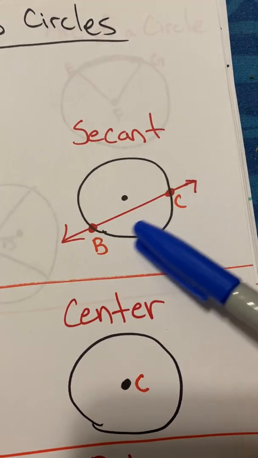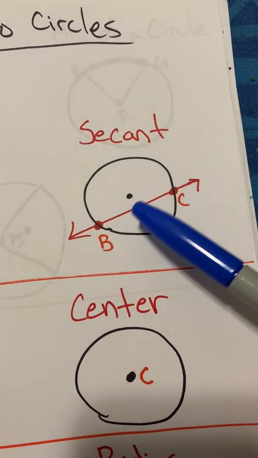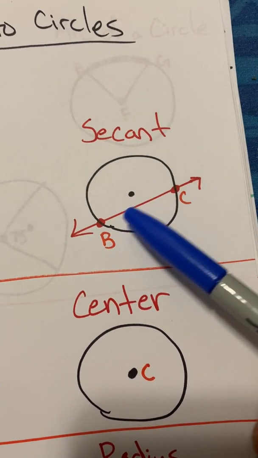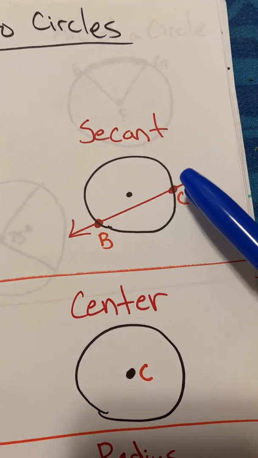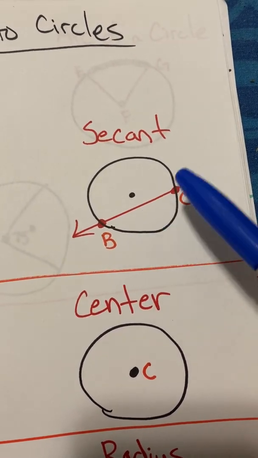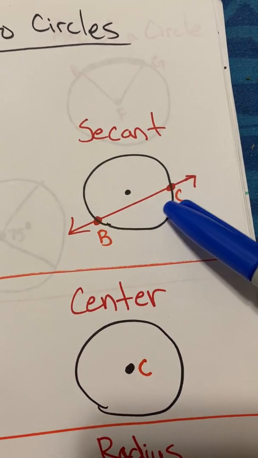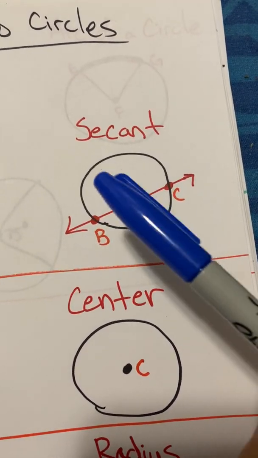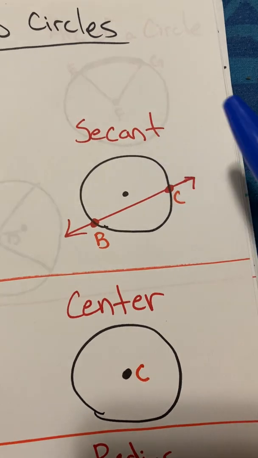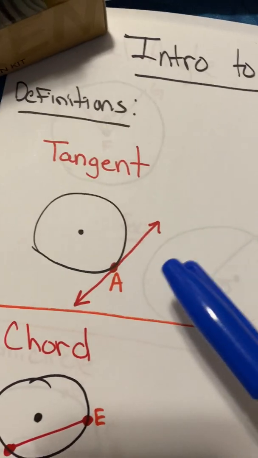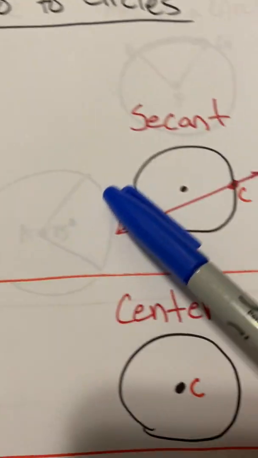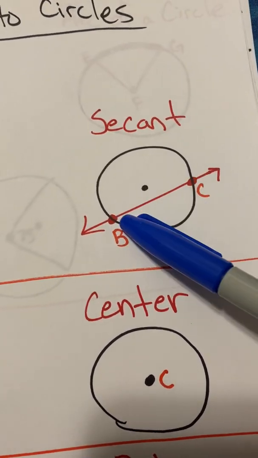So here we have an example. This is secant line BC. As you can tell here, it crosses through point B and crosses through point C. These points can be wherever on the circle. As long as this line crosses through two of them, we can name it a secant line. So a tangent line crosses through 1 point. A secant line crosses through 2 points.